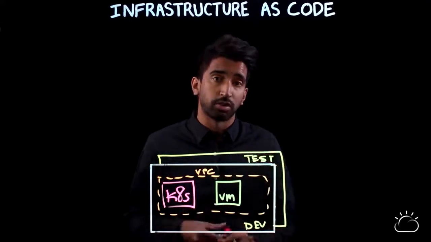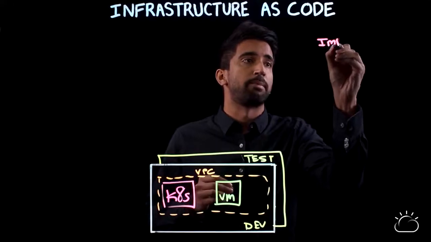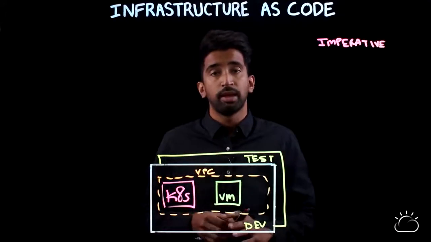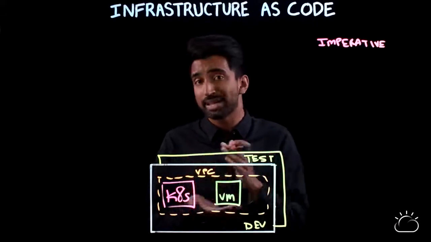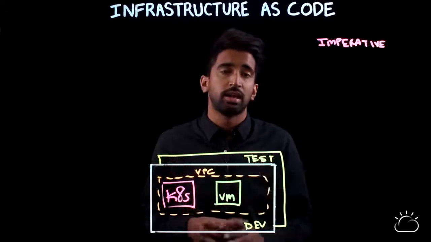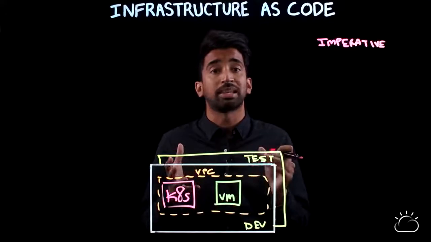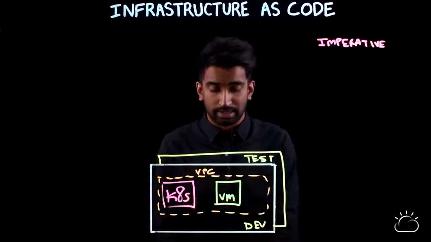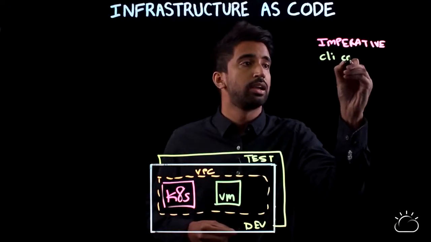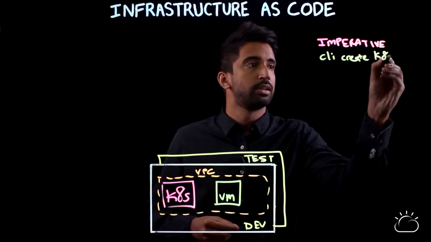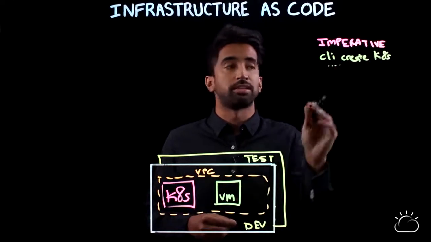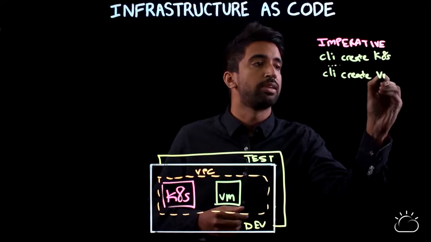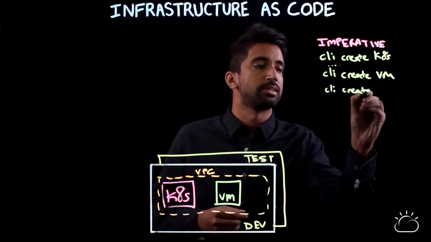Let's talk about the first approach to infrastructure automation, which is going to be imperative. Now, this is kind of intuitive for most people because an imperative approach allows you to define step by step how to get your infrastructure into a certain state. So in general, an imperative approach would use something like a CLI along with maybe a bash script. So for example, in this case, we could do something like CLI create Kubernetes. And then we would define some maybe additional commands to customize that Kubernetes deployment. We'll do the same thing for the VM as well as the VPC.